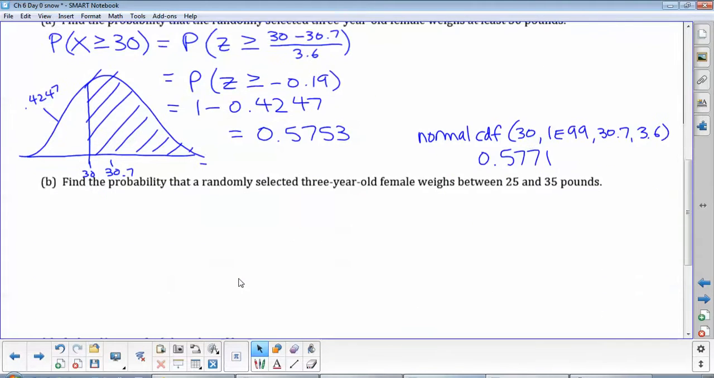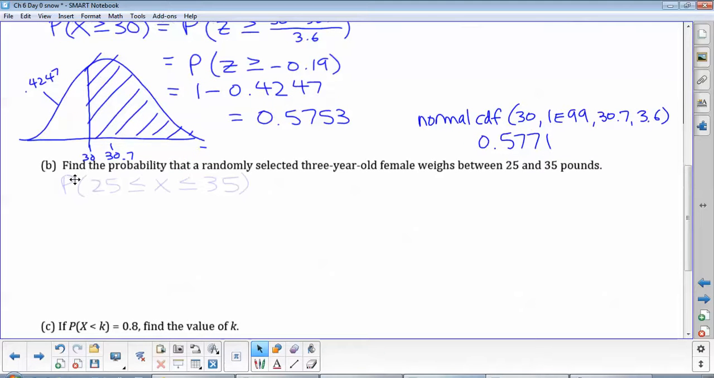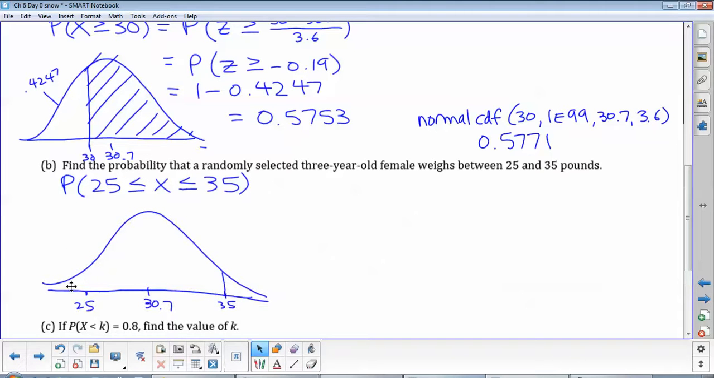For part B, same thing. Hopefully you wrote a probability statement, you drew a sketch, and you did this on your calculator. So your probability statement here in this case, x is between 25 and 35. You drew your sketch, hopefully. So you drew your curve, and then you drew some values, and of course you're going to shade that area in between. And you did this on your calculator.